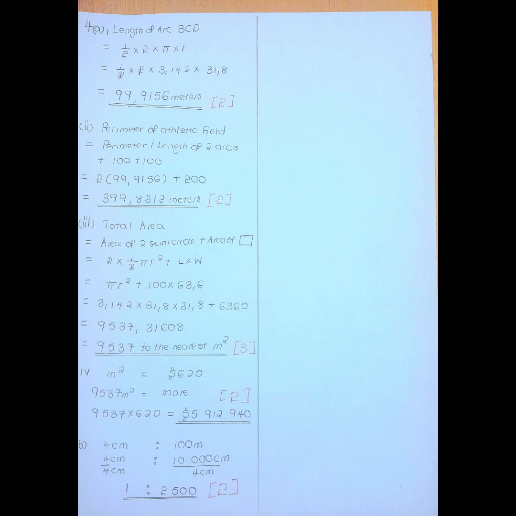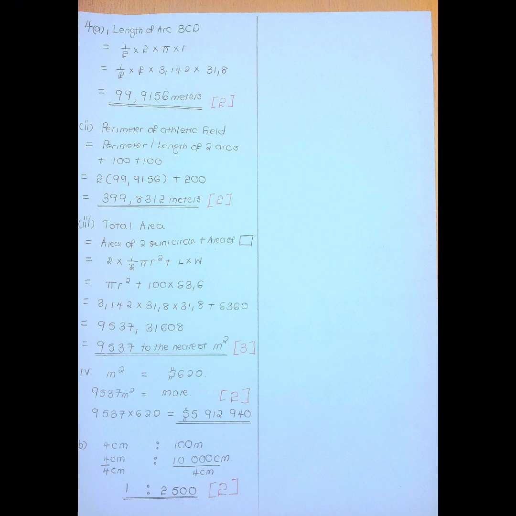And then part 3, total area of the athletics field to the nearest square meter. So for the total area, we are going to consider the 2 semicircles and also the rectangle. So we say 2 times half pi r squared plus length times width, right? And we are given that our radius is 31.8. It implies that BD is going to be 31.8 times 2 for us to get 63.6. And then we add in order to get 9,537 correct to the nearest square meter.